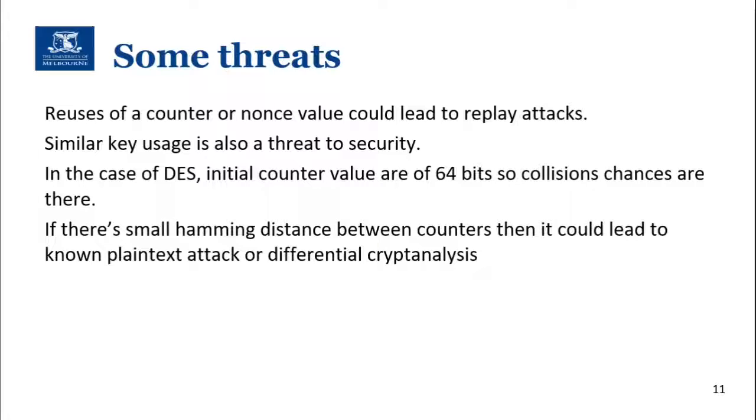First, reuse of counter and nonce values, which could lead to replay attacks. Similar key usage is also a threat to the security of CTR. In the case of DES, initial counter values are 64 bits, so birthday paradox and collision chances are there. If there is a small distance, which is the Hamming distance, between the counters, then it could lead to differential attacks.